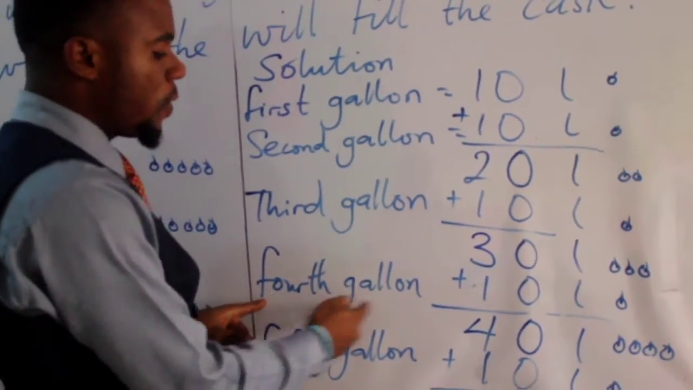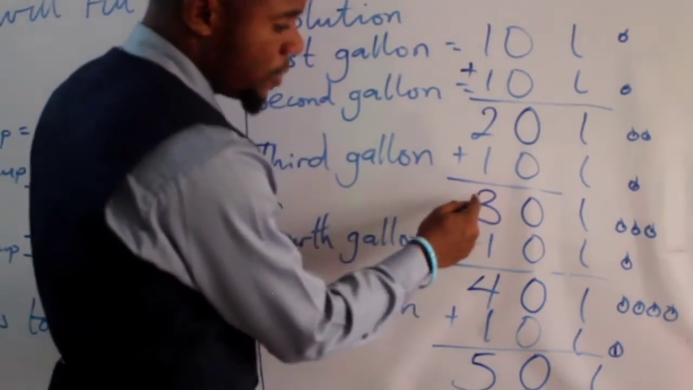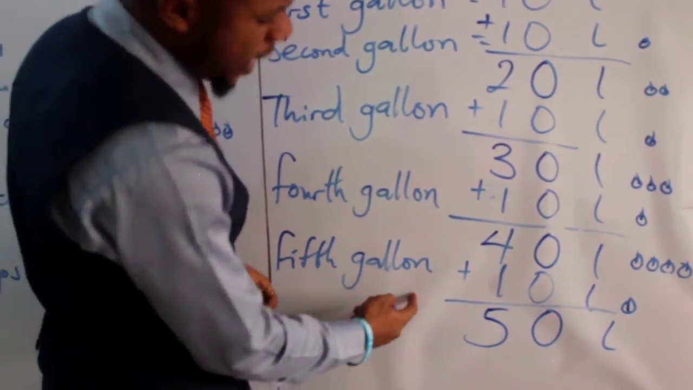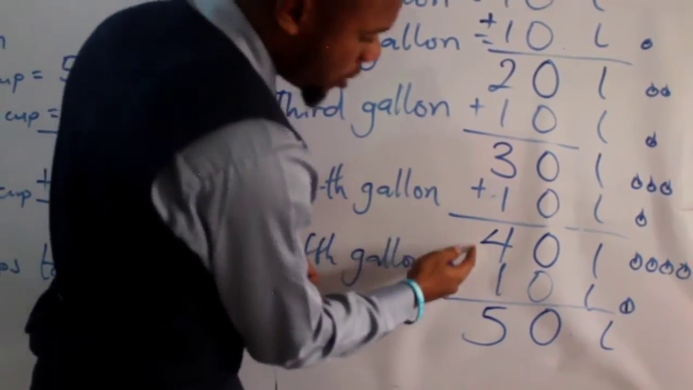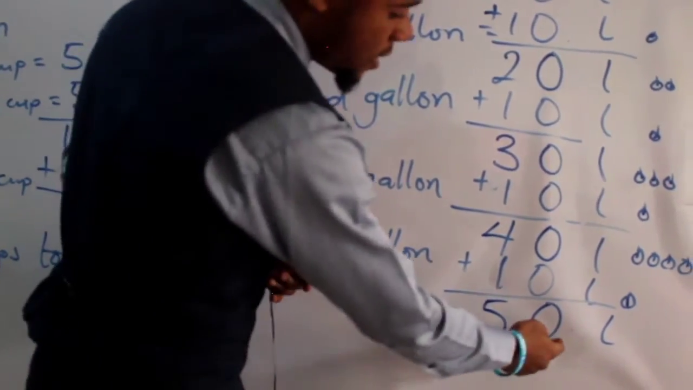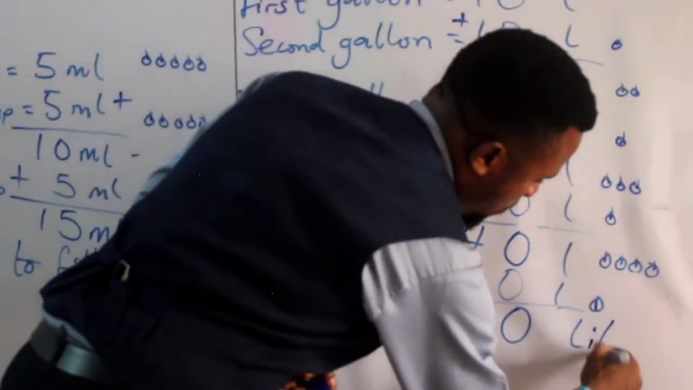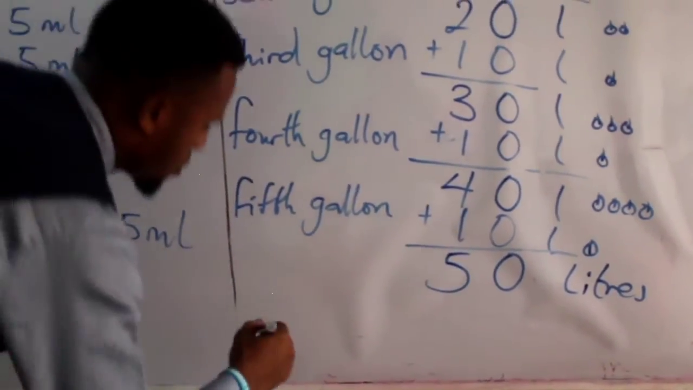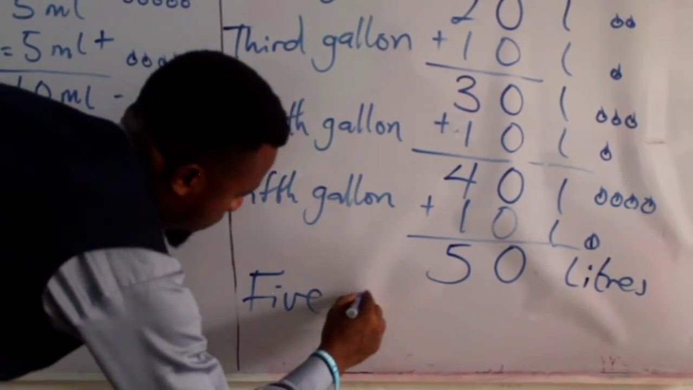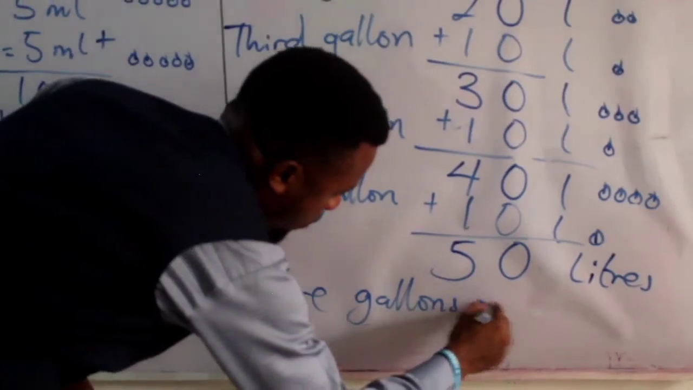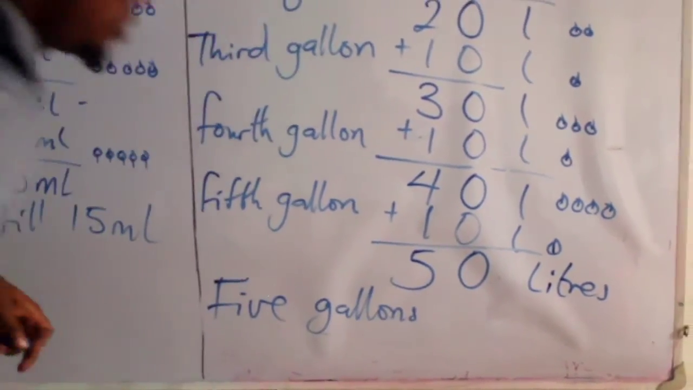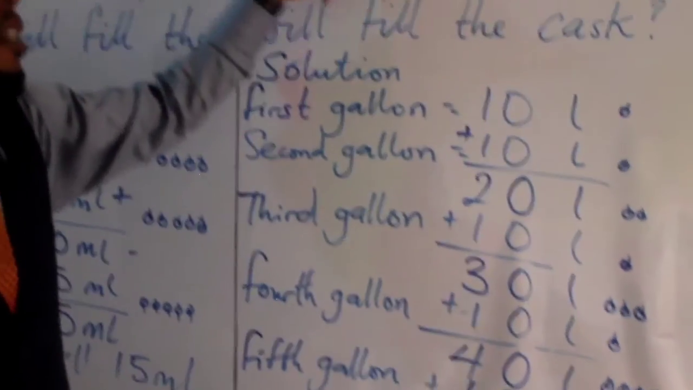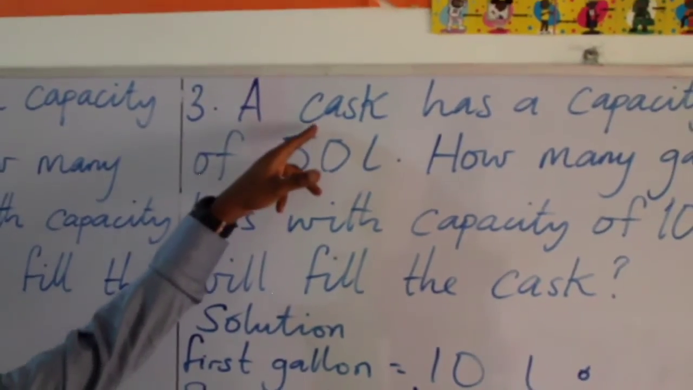We add another one, the fourth gallon, which is 30 plus 10, which is 40 liters. It's still not up to 50 liters. And the fifth gallon, which is 10. 40 plus 10 gave us 50 liters. Now, how many gallons do we need? We need just 5 gallons. We need just 5 gallons to fill 50 liters of what? Cask. You need 5 gallons to fill the 50 liter cask.